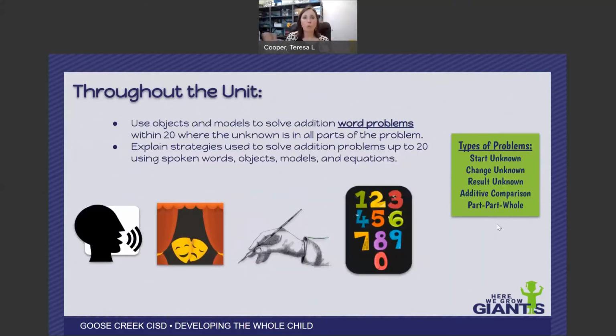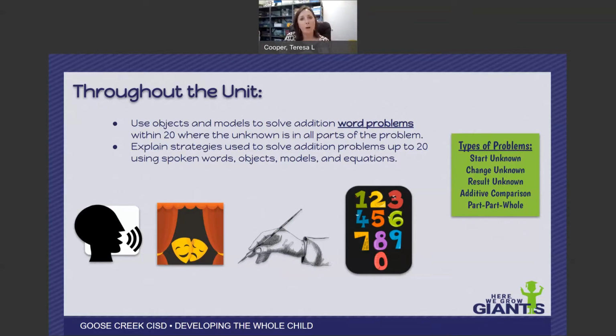So throughout the whole unit, we're going to be doing word problems. We're not going to just do facts over and over again. We want kids to apply it in word problems so that we have the understanding of why am I adding two things together. So we're going to use objects and models to solve addition word problems within 20, where the unknown is in all parts of the problem. And that means we could have start unknown. And let's talk about what that means.